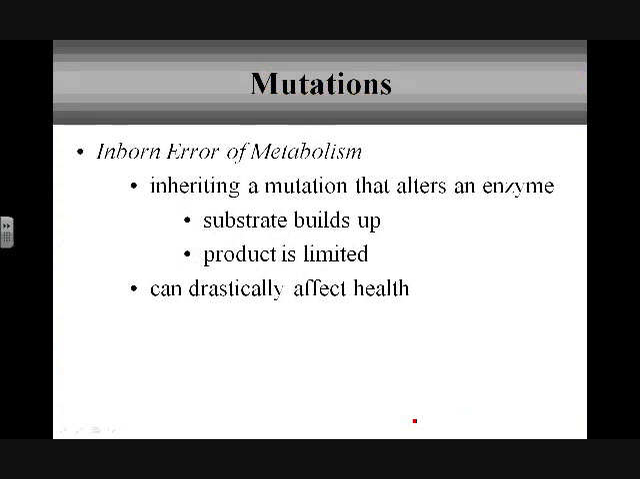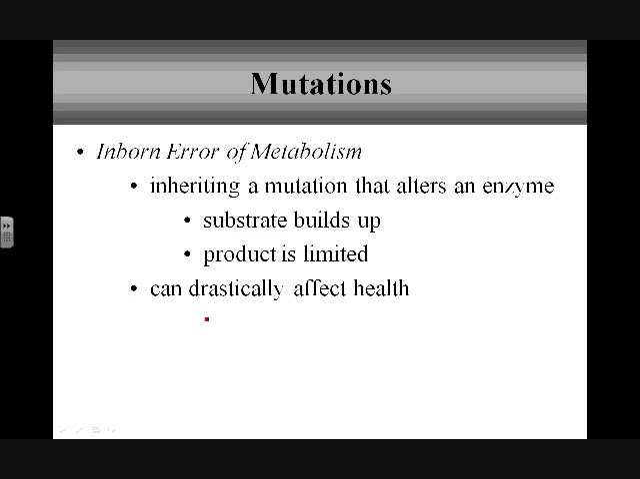And then there are things called inborn error of metabolism that are actually related to mutations. This is when the mutation is inherited, and as a result, the mutation causes an enzyme to be altered. And if that enzyme is altered, it can't do its job. And if it can't do its job, it can't work on the substrate that it's specifically supposed to target, which means the substrate builds up because there's a lack of the enzyme, or the enzyme is not fitting properly with the substrate, and the product that's supposed to come out of the reaction is limited.